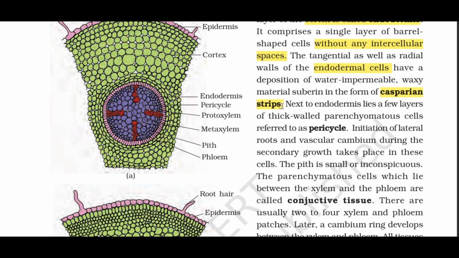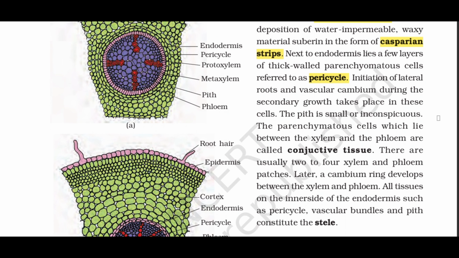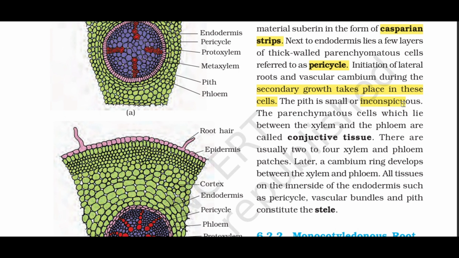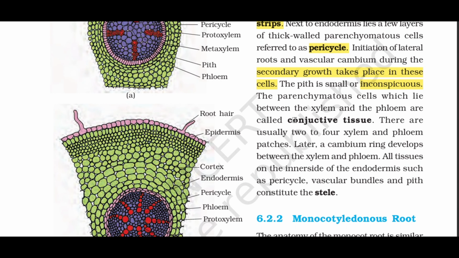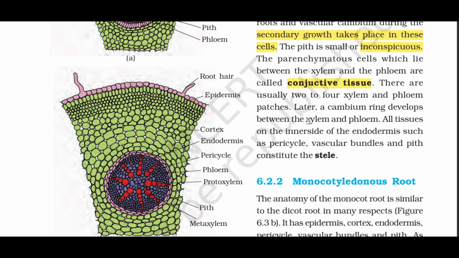Next to endodermis lie a few layers of thick-walled parenchymatous cells referred to as pericycle. Initiation of lateral roots and vascular cambium during the secondary growth takes place in these cells. The pith is small or inconspicuous. The parenchymatous cells which lie between the xylem and the phloem are called conjunctive tissue. There are usually 2 to 4 xylem and phloem patches. Later, a cambium ring develops between the xylem and phloem.